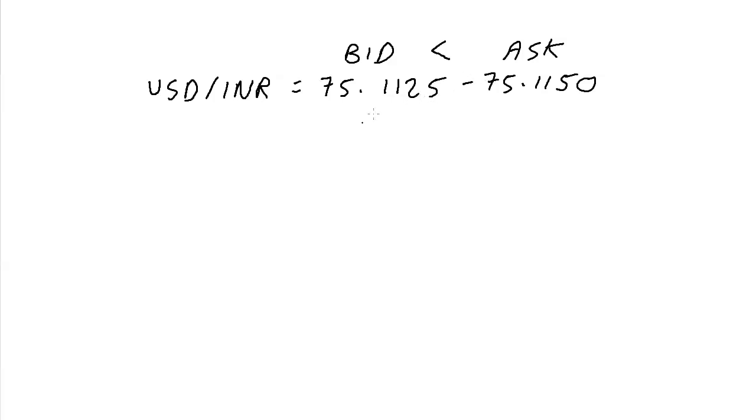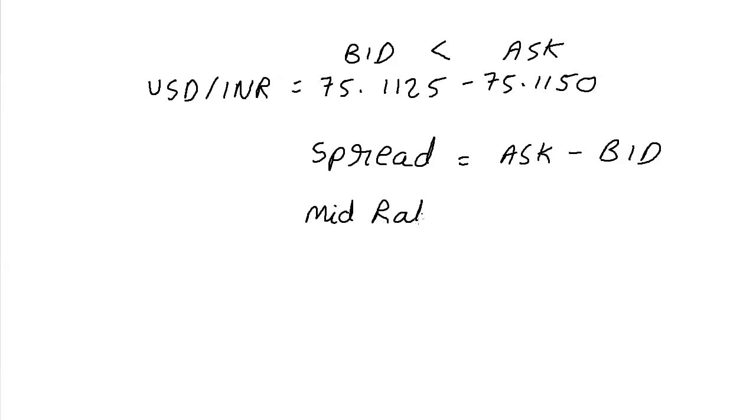So there is a gap between the bid rate and the ask rate, and we can measure that gap using something called the spread. So spread is equal to ask minus bid. And we can find the average between ask and bid by calculating something called the mid rate. So the mid rate is going to be ask plus bid upon 2. Now we can take it a step further and calculate something called the percentage spread.